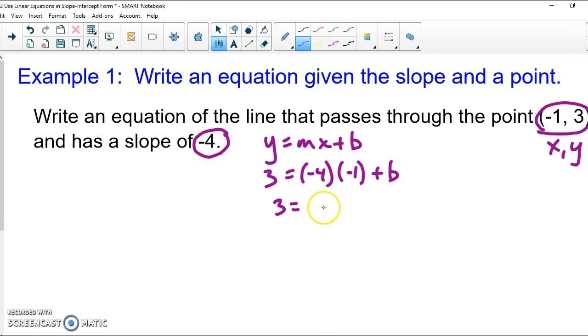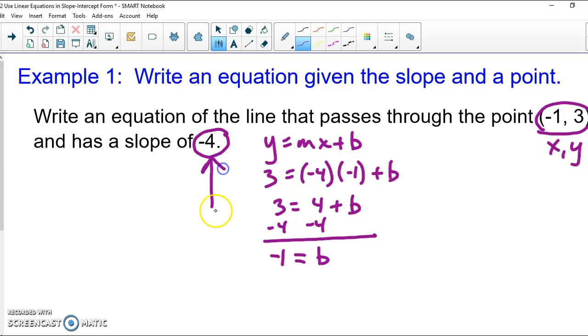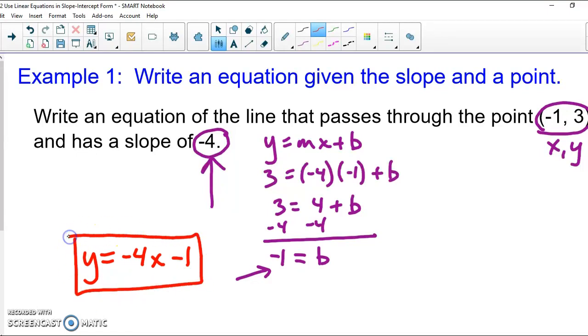So now the only value I don't know is b, and so I will solve for b. -4 times -1 is +4. And now to get b by itself, I will subtract 4 from both sides. 3 minus 4 is -1. 4 minus 4 is 0. And I still have a positive b. So now for my final answer, I can take my slope and I can take my y-intercept and plug them into the equation to get my slope-intercept form of the line.